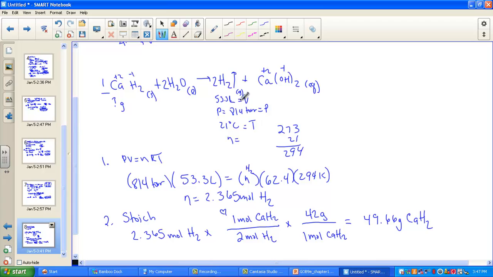So this problem gave us data for the hydrogen gas. We did a PV = nRT problem first, targeting n, the number of moles, and that became the starting point here in our stoichiometry journey, turning moles of hydrogen into grams of reactant calcium hydride.